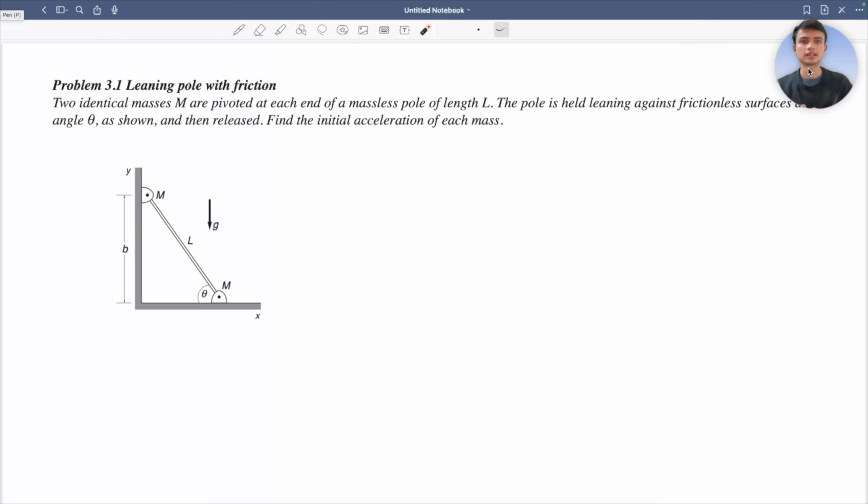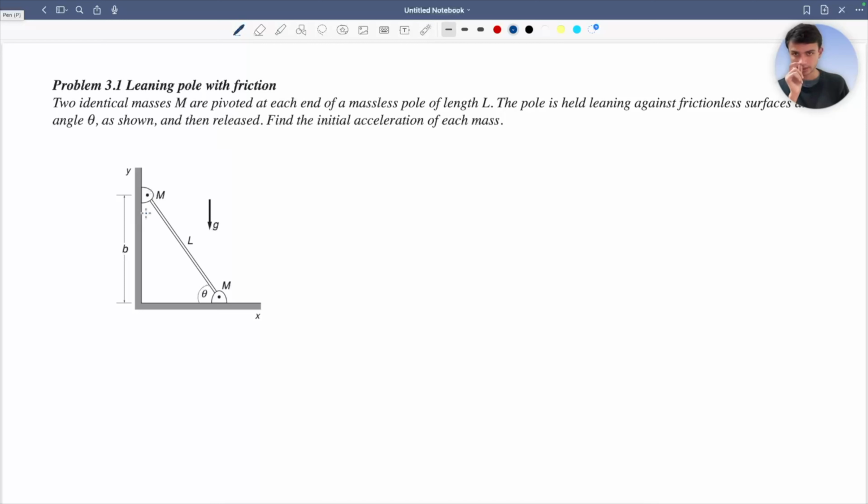At an angle theta as shown, and then released. We want the initial acceleration of each mass. So this surface on the y-axis is frictionless, but definitely on the x-axis we have friction. While doing the problem, we'll take that into account. So let's try to solve the problem.